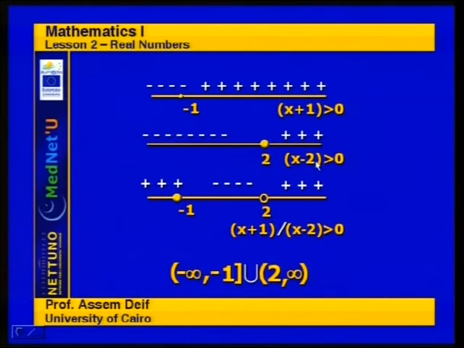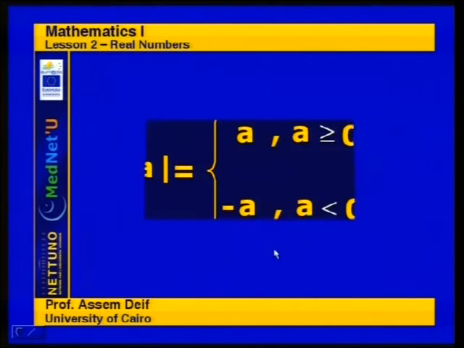You start by drawing the line x plus 1 bigger or equal to 0 and x minus 2, greater or equal, of course, because you may include minus 1, but here you exclude 2 because you're going to divide by it. And finally, you obtain the solution set.